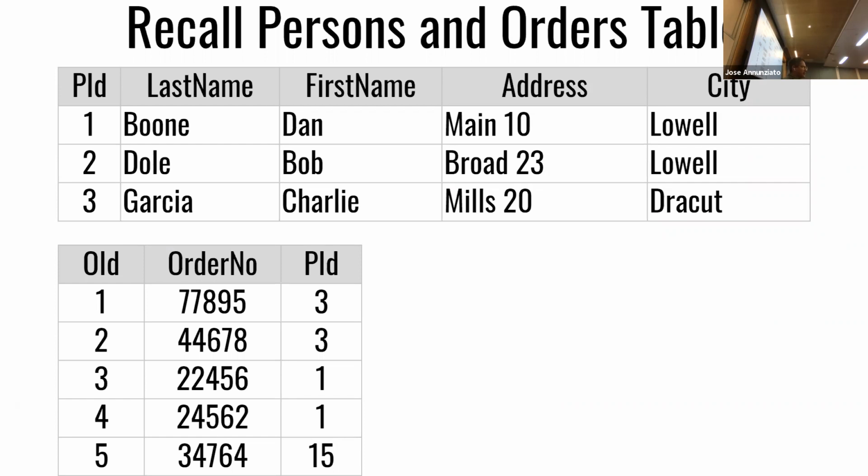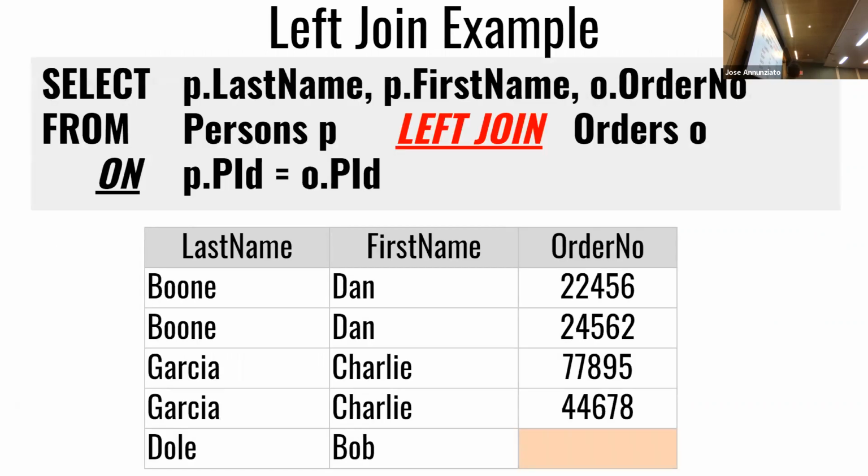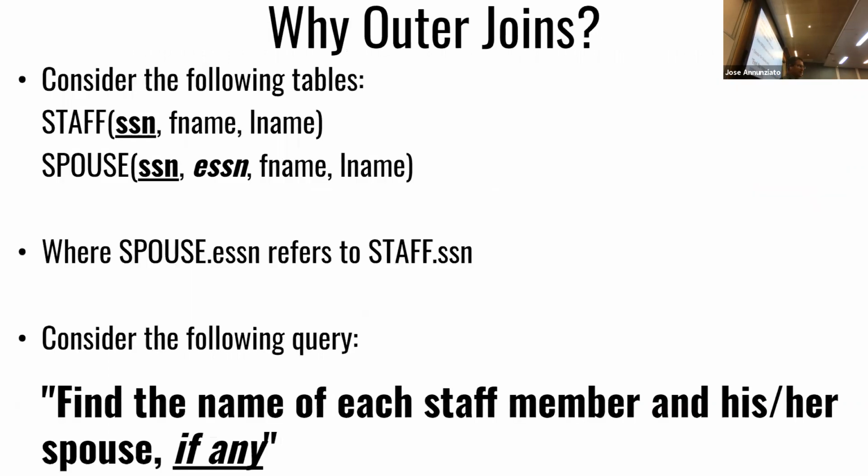If I have persons and order IDs and I do a left join, notice that Bob Dole, even though he had no equivalence in the orders, is being brought in, and it makes sense that there is no order ID for Bob Dole. Makes total sense. And you might ask, well, why do we even bring Bob Dole? Why would we ever want to have that? Here's one example of why you would want that.